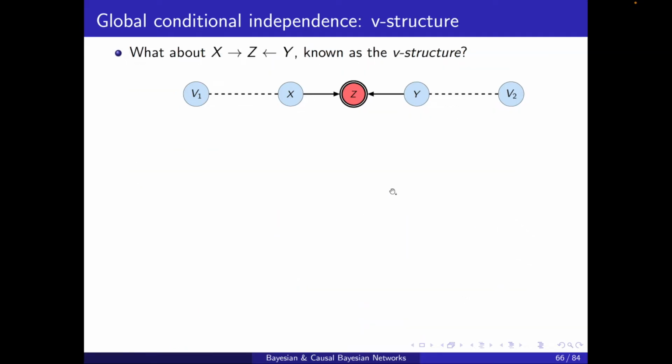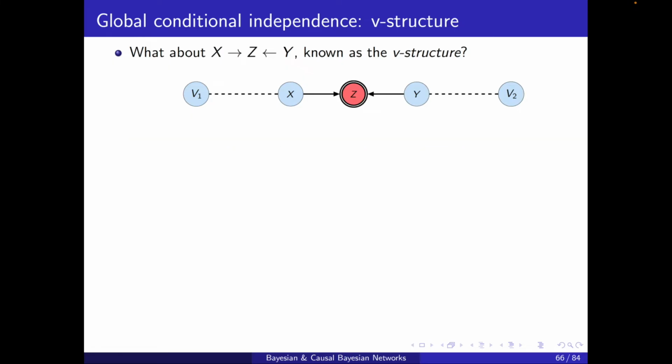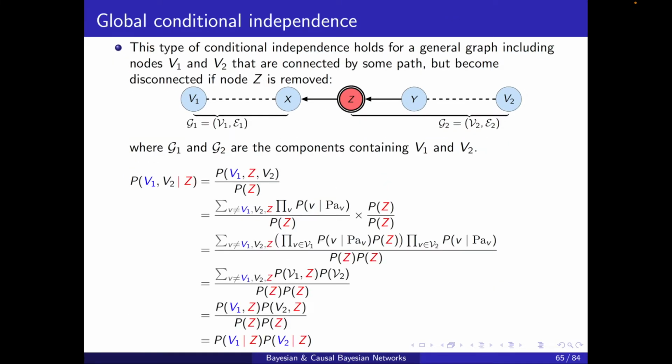What about this other case where node Z is the common child of both X and Y, which is also known as the V structure, because if I draw Z here a little bit lower, then it looks like a V letter. Well, in this case, it's impossible to break the joint probability distribution into two corresponding components, G1 and G2, which only overlap in Z. And this was the core idea of our proof here.